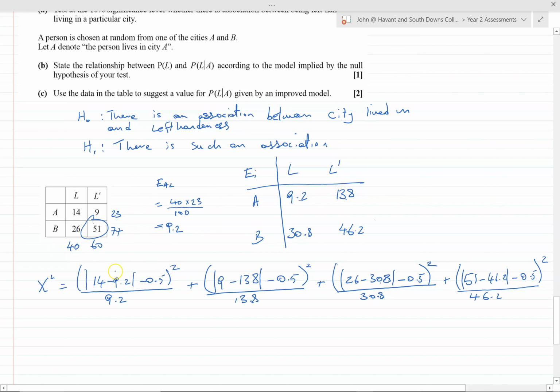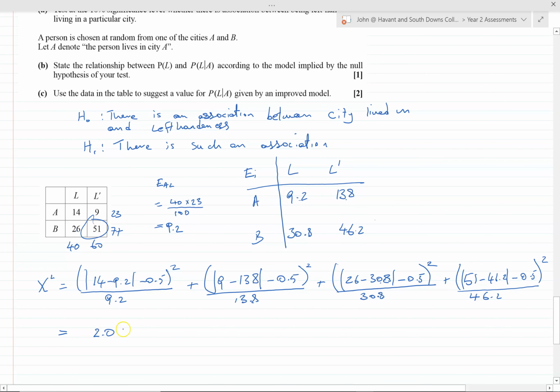Whether I'm using Yates or not, it doesn't matter because I'm squaring, and in the case of Yates, I'm modulating. But what I always think of is that when you're using Yates, you should always bear in mind that the Yates correction should be reducing each of these numbers here. So it's the absolute value take away 0.5. It's the absolute difference, which should be positive, take away 0.5 each time. So always think Yates has got to reduce the number it should be.